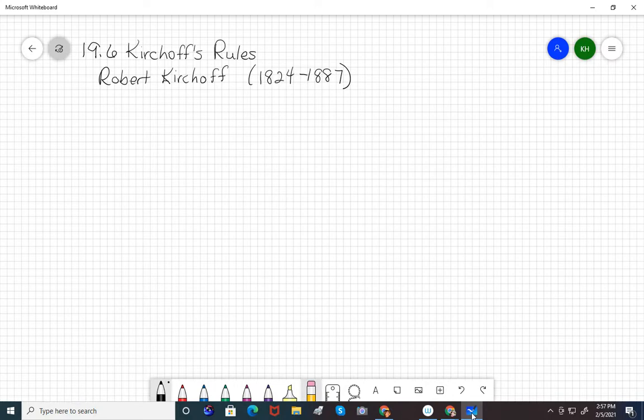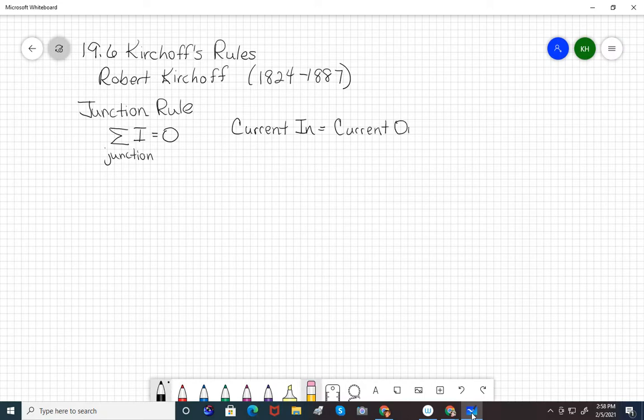The first one is called the junction rule. And the junction rule simply says the sum of the current in a junction has to equal 0. Basically, I prefer to think of it as current in has to equal current out. It's a direct result of conservation of charge.